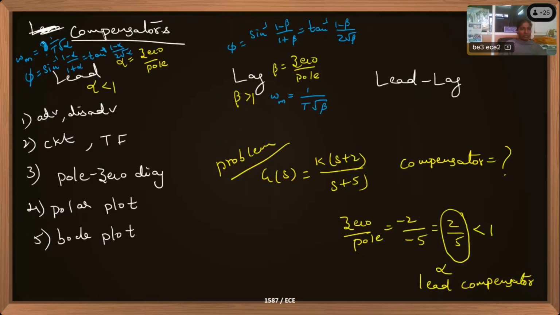These are the formulas. If the alpha value is given and maximum lead is asked, substitute it. If the frequency is asked, substitute the time constant also, they will give it.